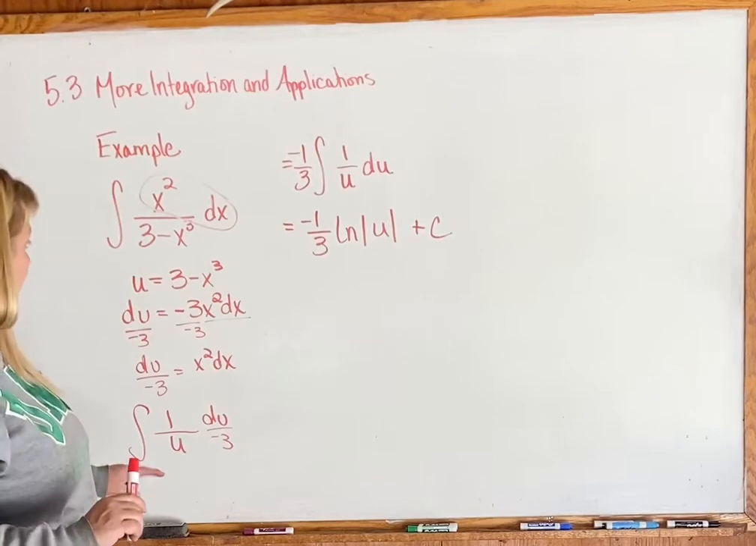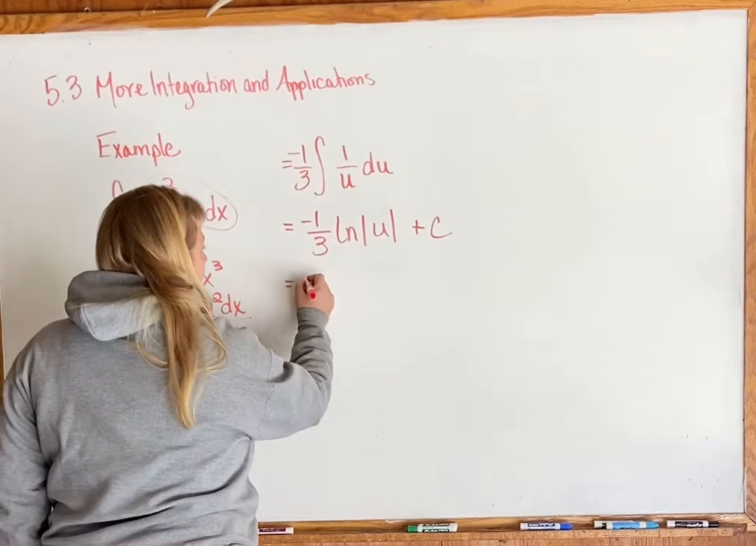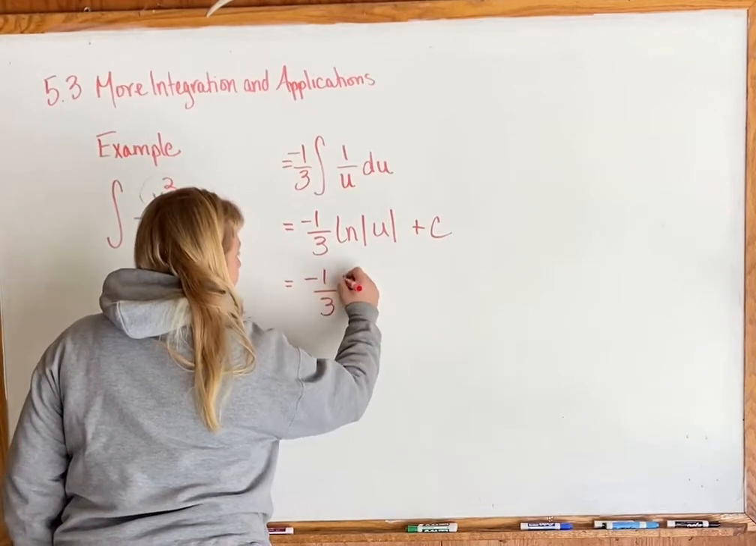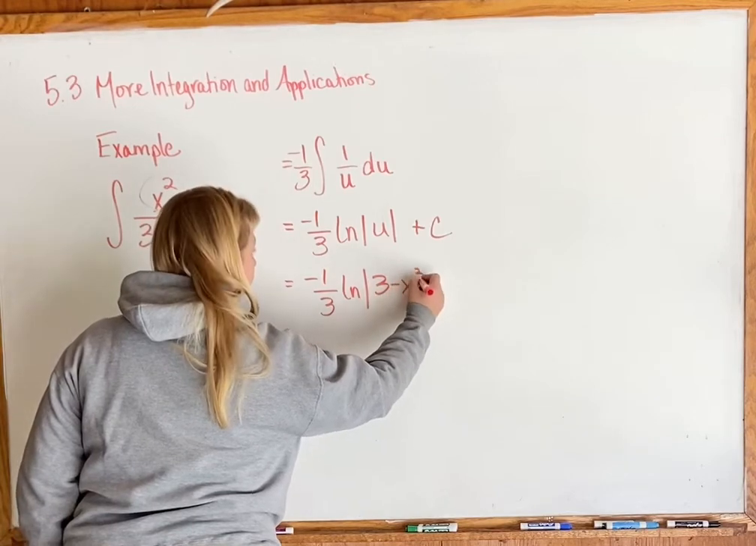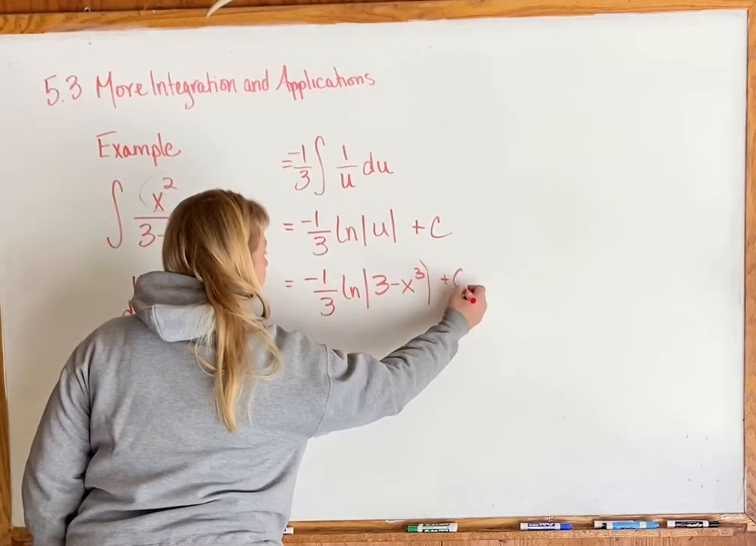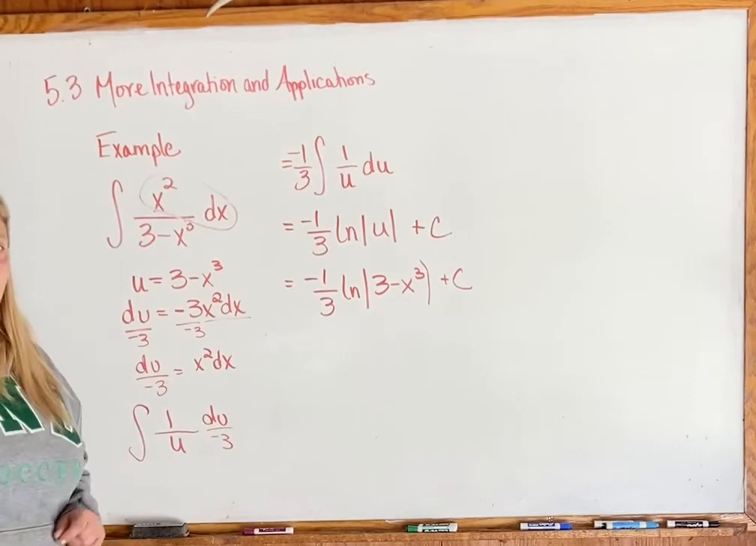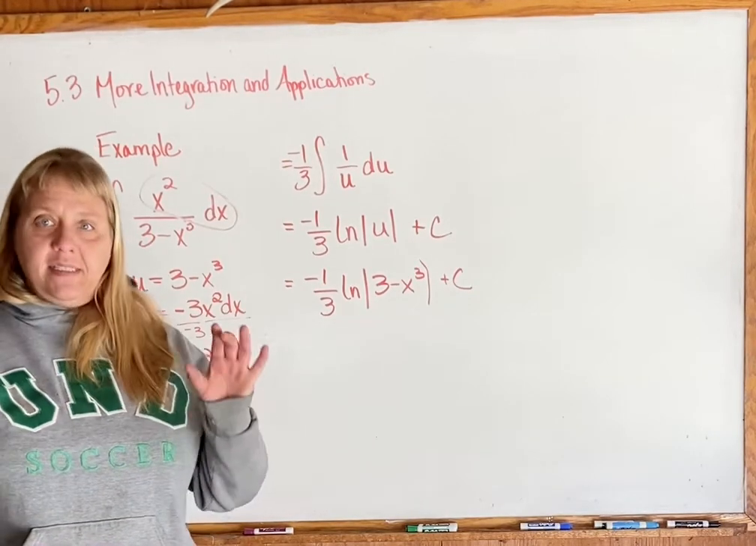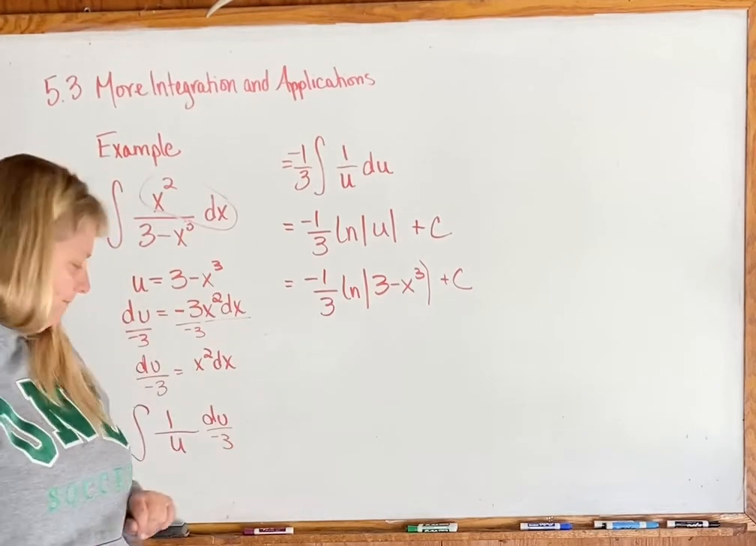Remember, last step then is to resubstitute this u back in. Negative 1/3 ln absolute value of 3 minus x cubed plus c. So remember that 1 over u guy, that's the one that's easy if you remember, but a real pain if you don't remember.